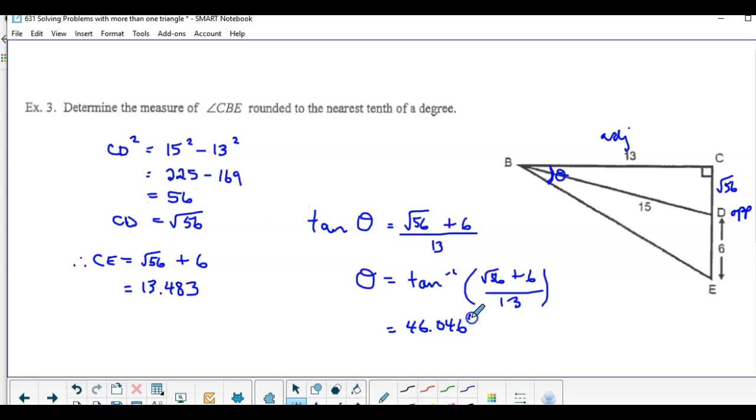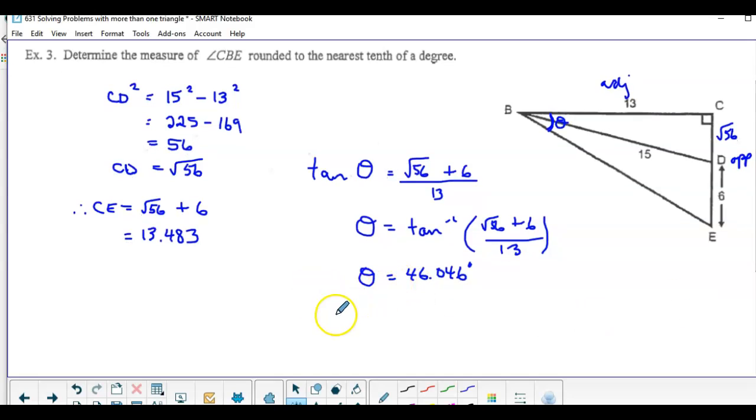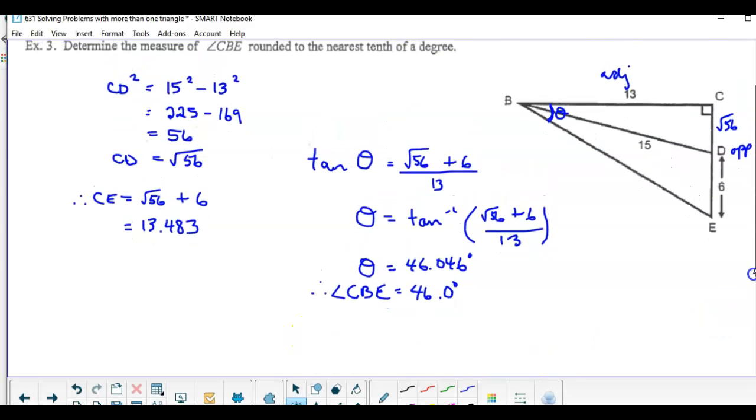46.046 degrees. That's theta, and it says to the nearest tenth. So I'm going to go back and call it by the letters that are used there. So angle CVE equals 46.0, to the nearest tenth. So that's question 3.